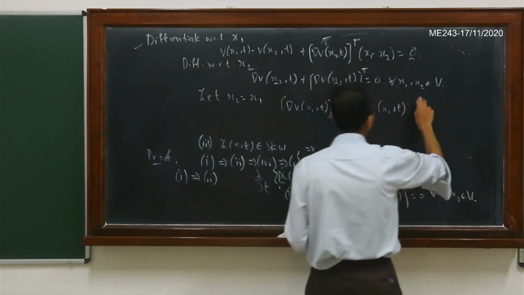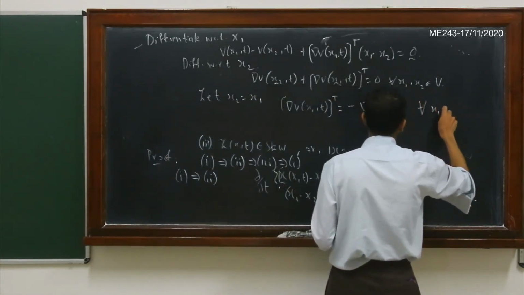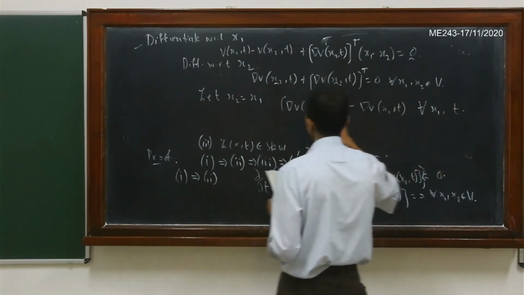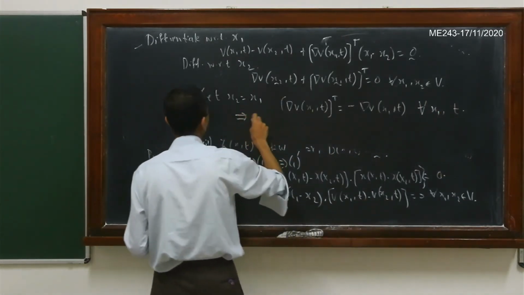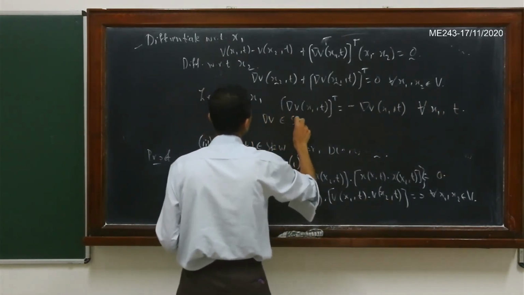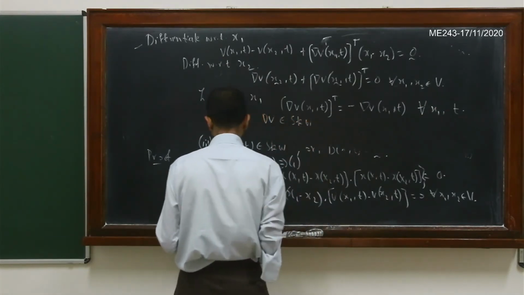This is valid for all x1, right? So this is valid for all x1 and for all t. So this means that del v belongs to skew. Right? So this is all what we have shown.